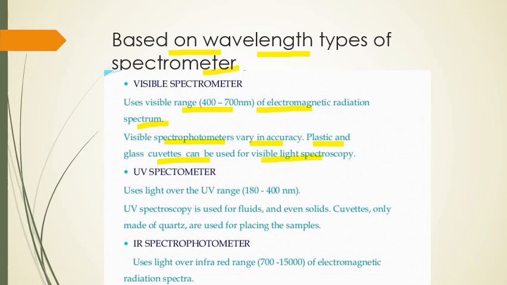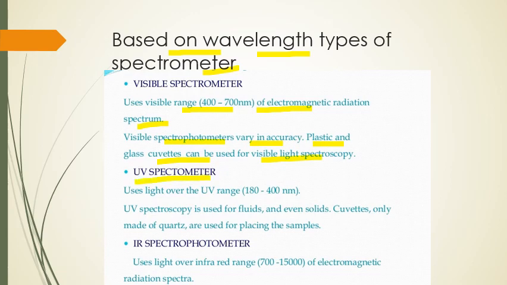So as we are talking about the sample holder, or the material in which we put our sample, the cuvette is made up of glass or plastic in the visible range of the radiation. So this kind of spectrophotometer is specific for the visible source, and the cuvette is also specific, that is of plastic or glass.